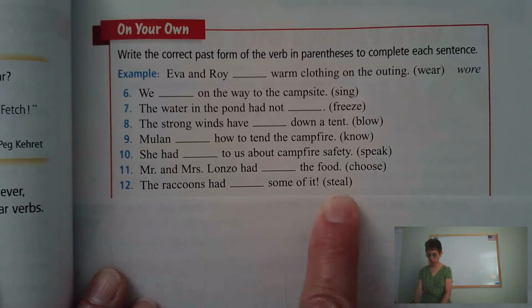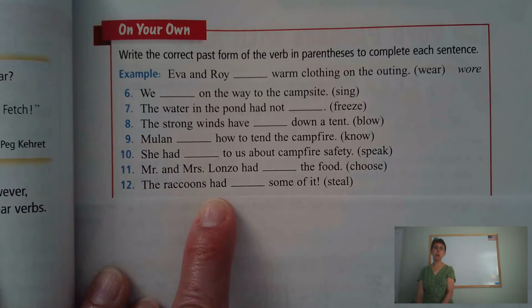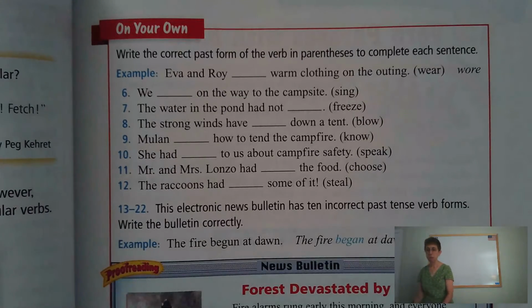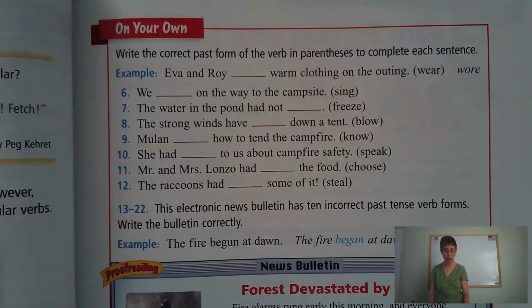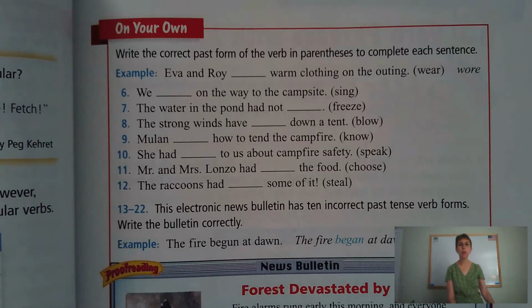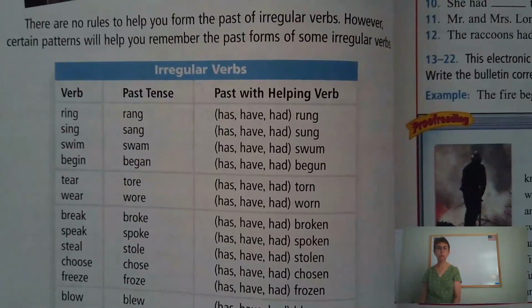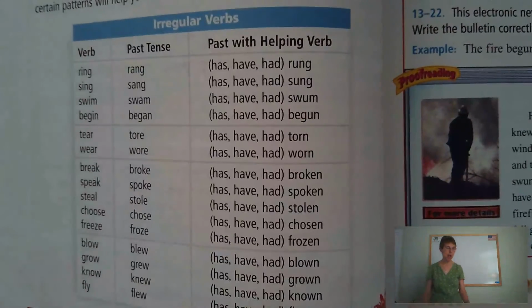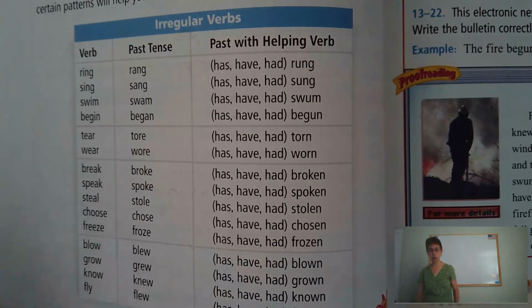The raccoons had blank some of it. We're using a form of steal. There's the helping verb had, so it would be the raccoons had stolen some of it. Good. Now again, this is a review for you since we have done this earlier in the year. So this really is just a review. But again, refer back to your chart here on page 120 when you need to. But sometimes you'll have a verb that's not on the chart.